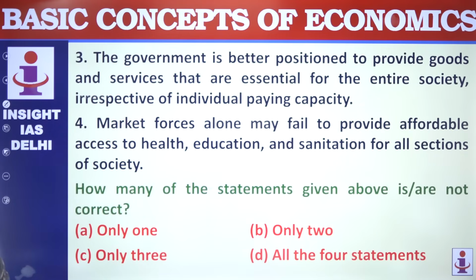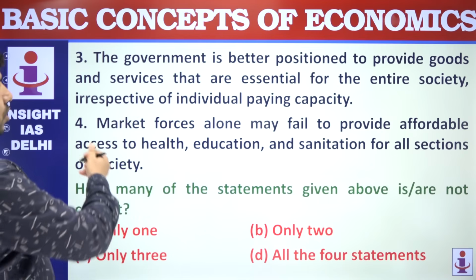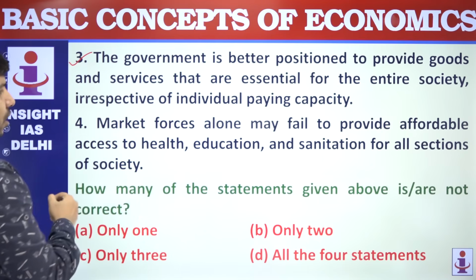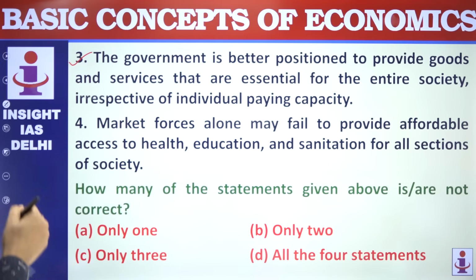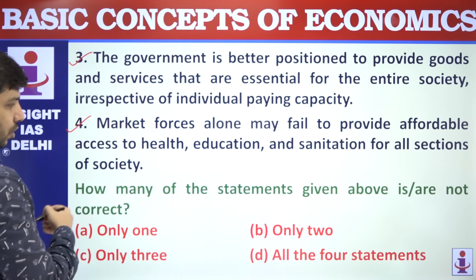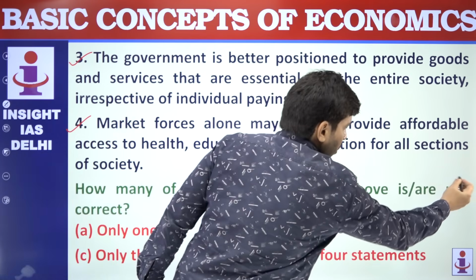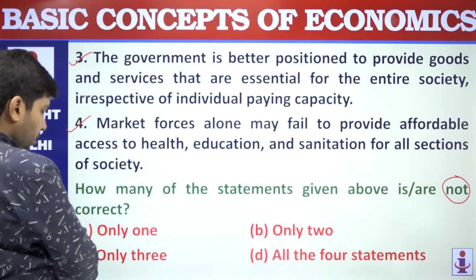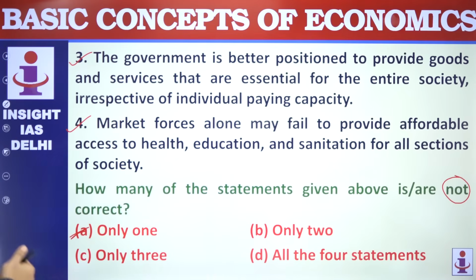The government is better positioned to provide goods and services. Yes, this is correct. Market forces alone may fail to provide affordable access to health. Yes, this is also correct. The question is about the statement that is not correct. Only one statement was not correct.